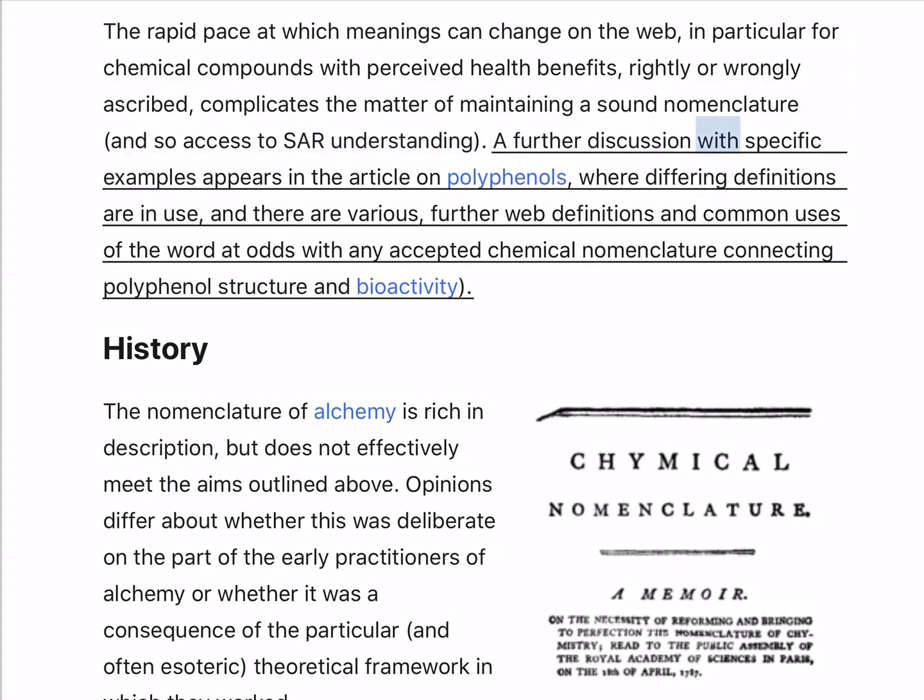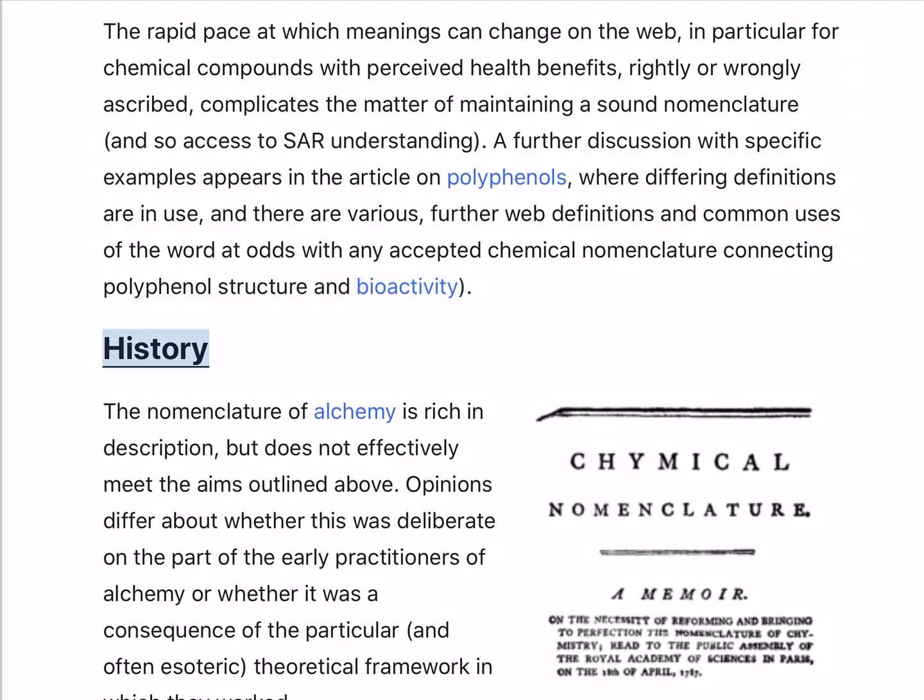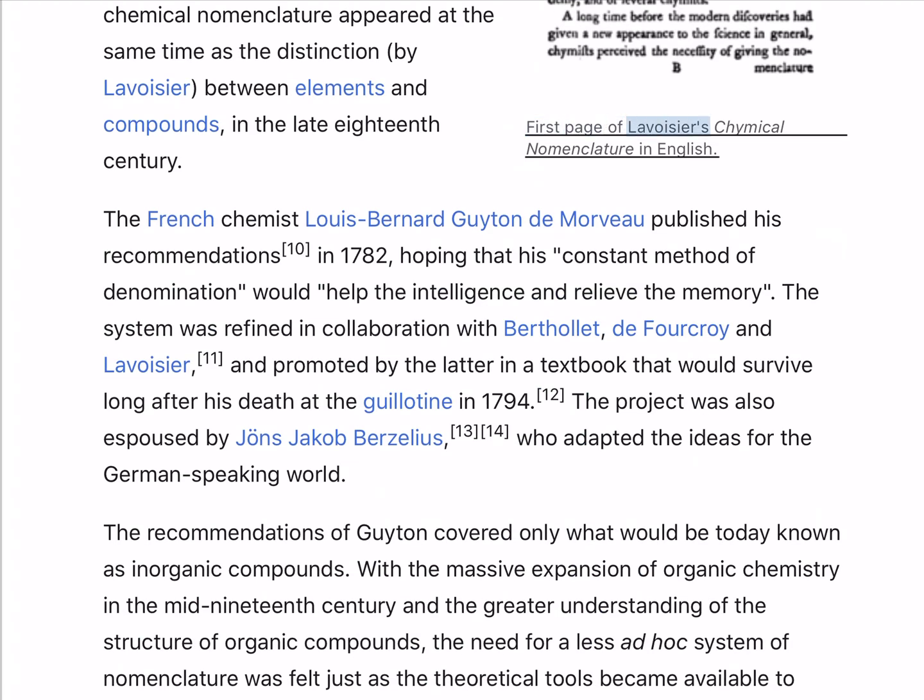A further discussion with specific examples appears in the article on polyphenols, where differing definitions are in use, and there are various further web definitions and common uses of the word at odds with any accepted chemical nomenclature connecting polyphenol structure and bioactivity. History. First page of Lavoisier's chemical nomenclature in English.